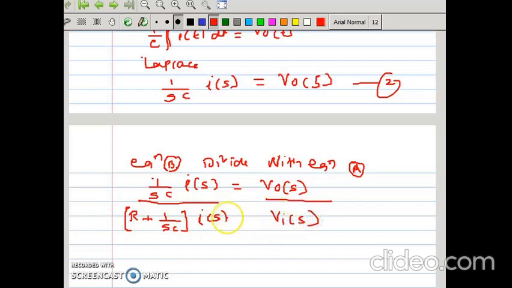Now see, I of S and I of S both are cancelled here. So what is the remaining? This is the transfer function as we saw initially. Output upon input means transfer function, or we call it gain. So we get the transfer function directly here.